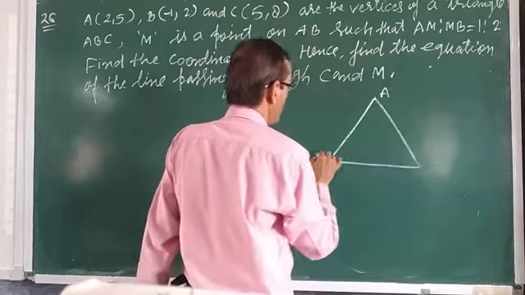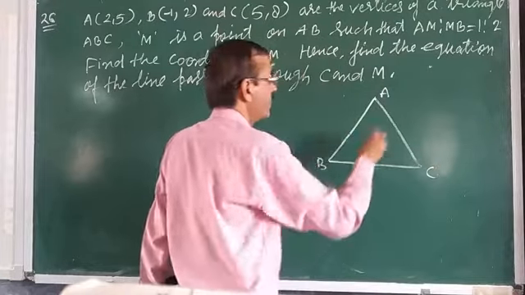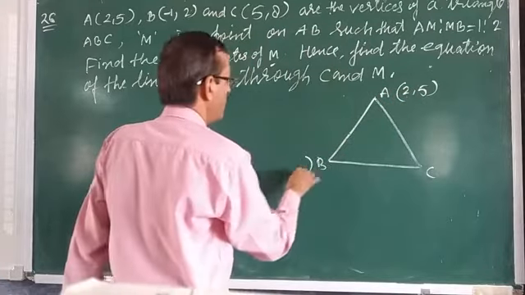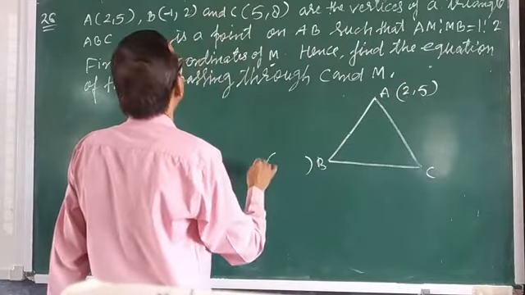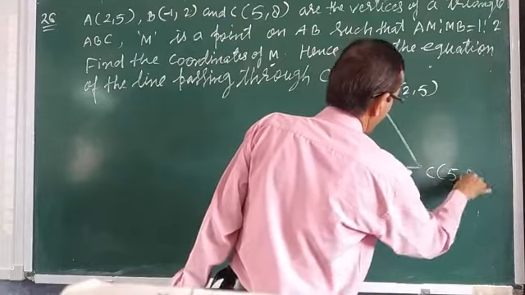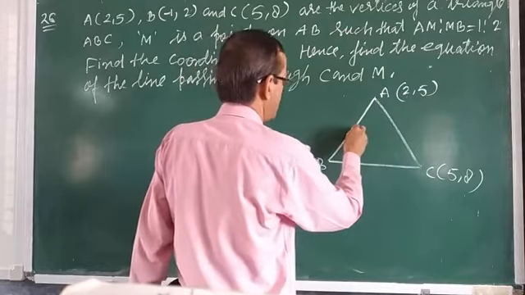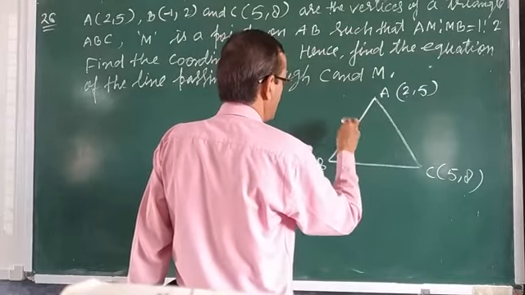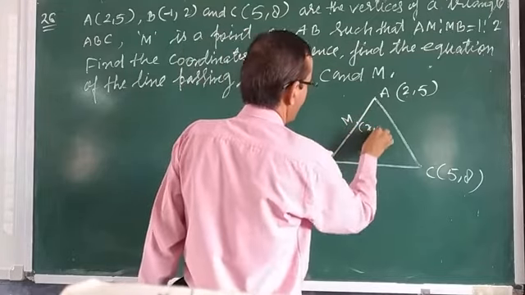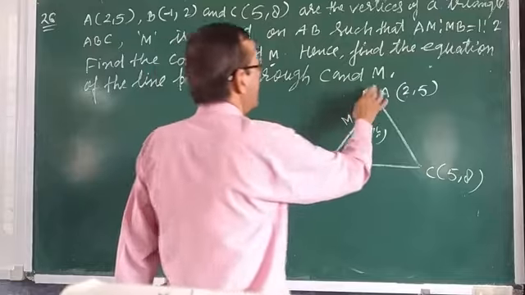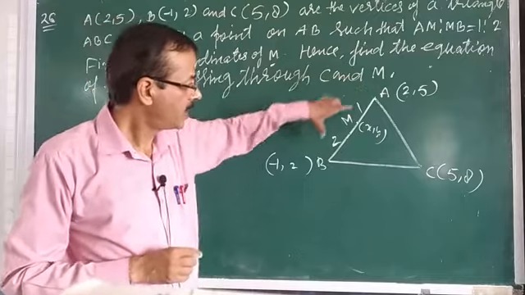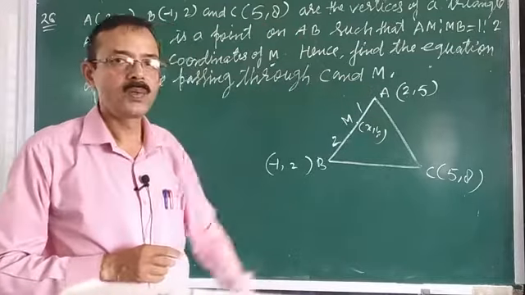A, B, C: A is (2, 5), B is (-1, 2), C is (5, 8). M is any point on this line. Let the coordinates of M be (x, y) such that AM to MB is in the ratio 1:2.